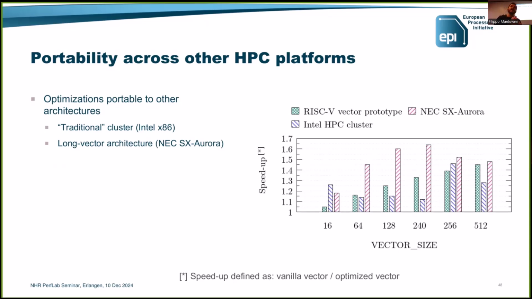So what I'm saying is that we are enabling vectorization in RISC-V, but since the code is portable, everything that we are doing on the code is also benefiting the rest of the compilers. We also did a test on the NEC Aurora. You see that the speed up is not as large as in the RISC-V, but you always have a positive speed up here. That's the kind of work that we are doing on real applications.